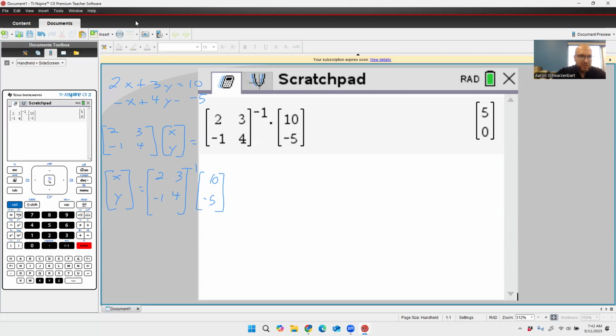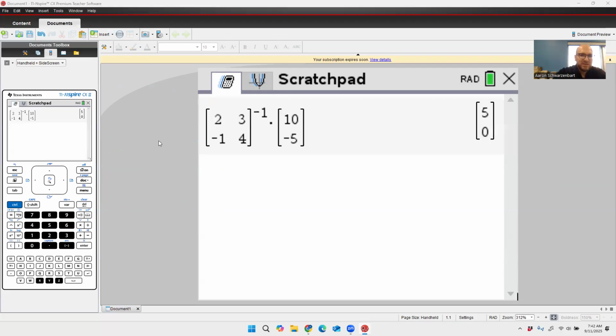We're going to do now a 3x3, and I'll show you that. It's slightly different as far as entering it, but ultimately the same general process. I'm going to do a different color right now.